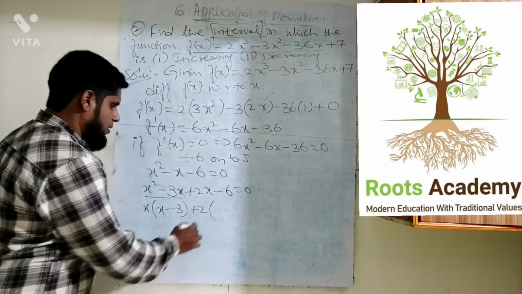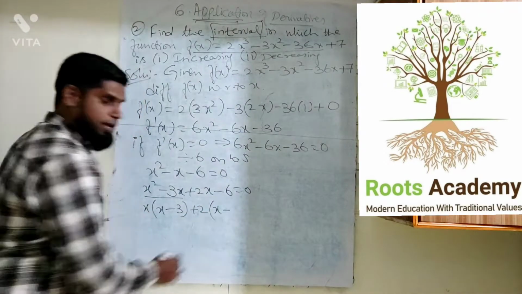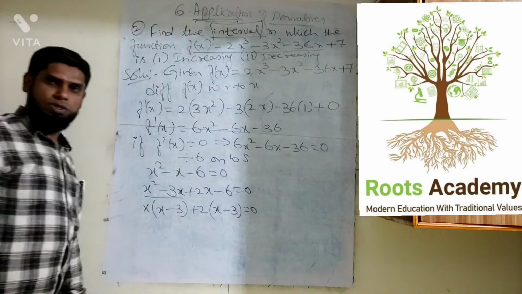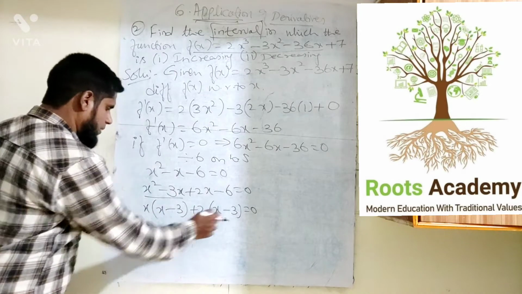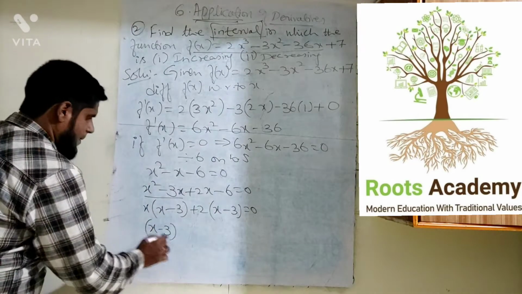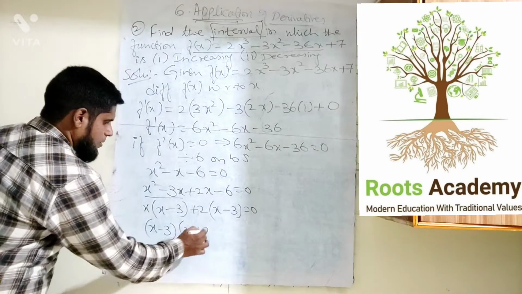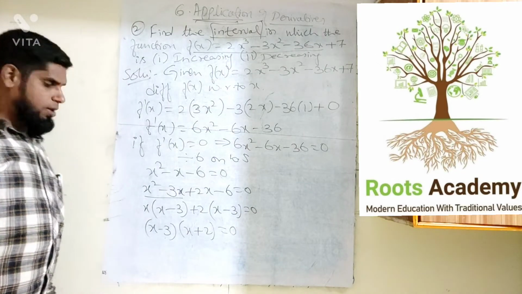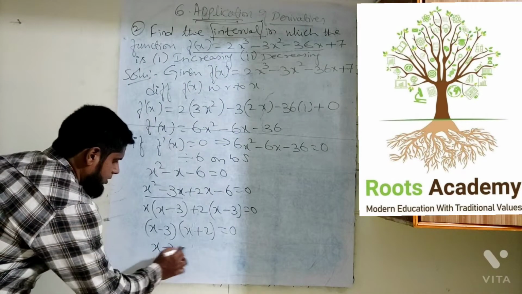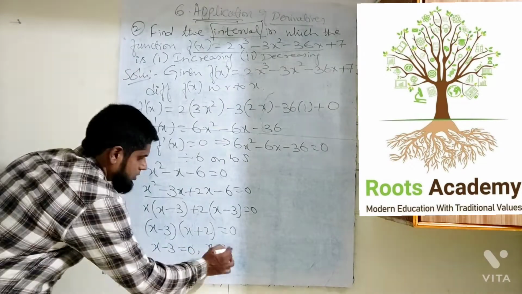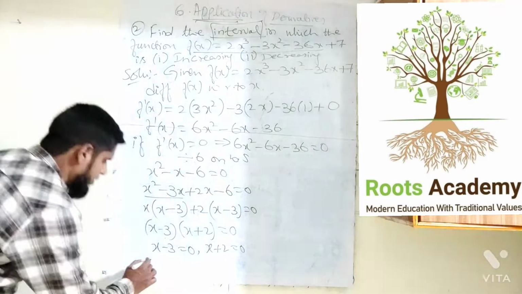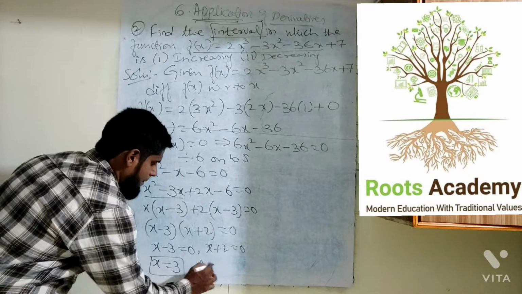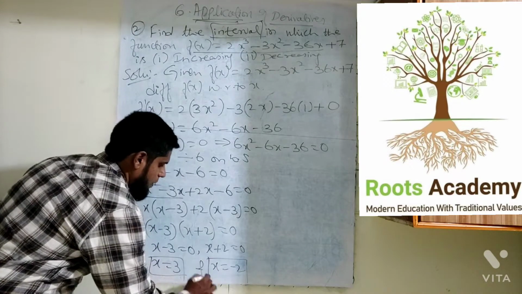Then here, if I remove 2, x is left out. Minus 2 times I remove from this, and what is left out is minus 3, equal to 0. So now x minus 3 is common. What is left out here? x plus 2 is left out, equal to 0. Then next, x minus 3 is equal to 0 and x plus 2 is equal to 0. With this I can write x is equal to 3, and with this x is equal to minus 2.